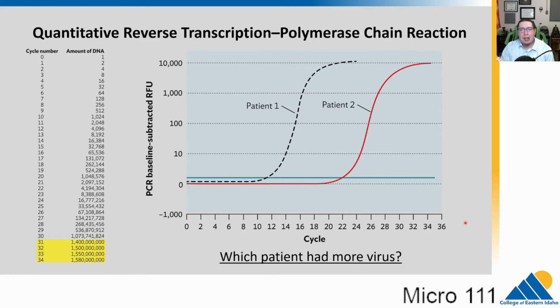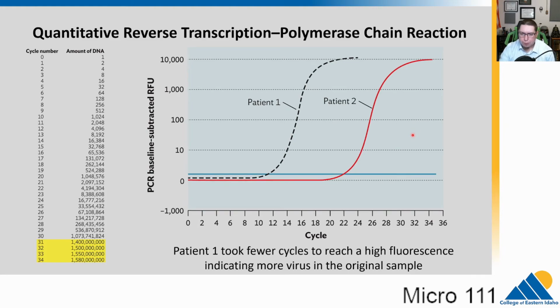So if we look at this, cycle numbers down here, try to interpret this and think about which patient started with more virus. We have patient 1 versus patient 2. Which one started with more virus to begin with? Go and pause the video. Think about that for a moment.